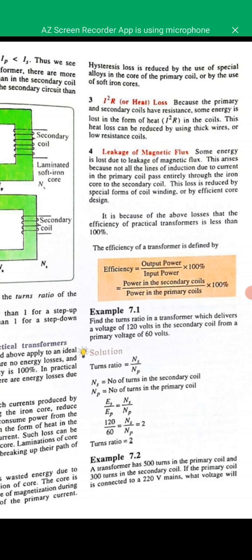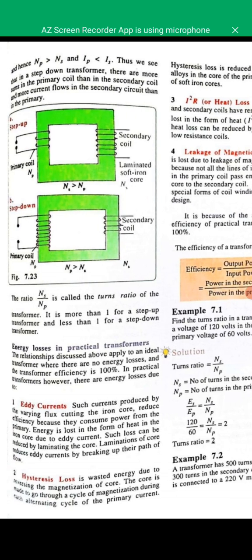So all we need to do is to equate the number of turns ratio to the voltage ratio. And that's what we did. ES over EP equals NS over NP. When we equate that, 120 over 60, that gives us 2. So what does that tell us? It tells us that the kind of transformer we have is a step-up transformer because the value of the turns ratio is more than 1.